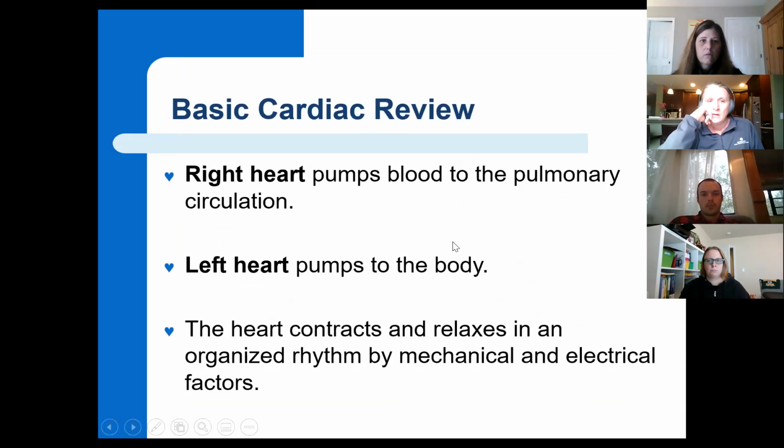we talked about this already. The right heart pumps the blood through the pulmonic circulation, the left pumps it to the body. It contracts and relaxes. It has mechanical and electrical activity. Okay, the heart really can't function one without the other.